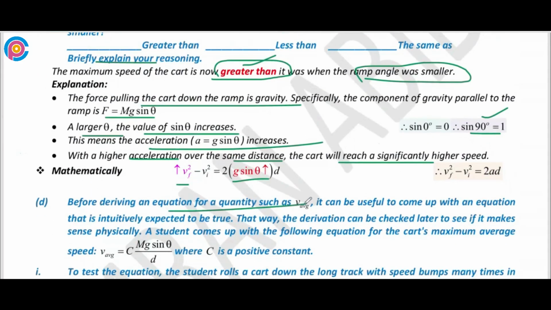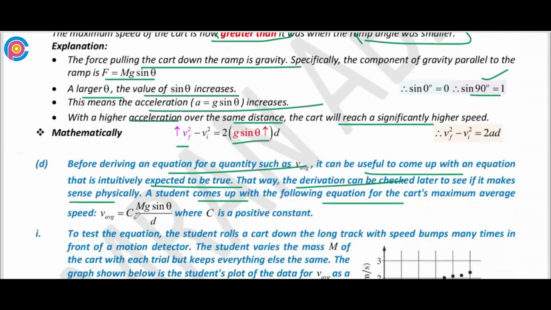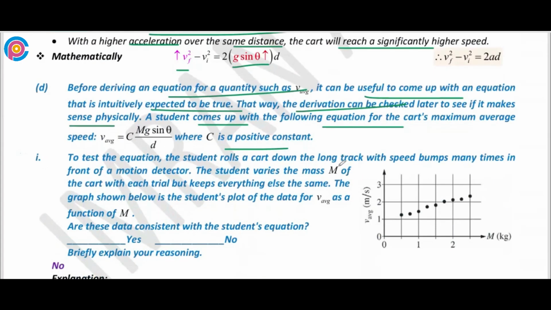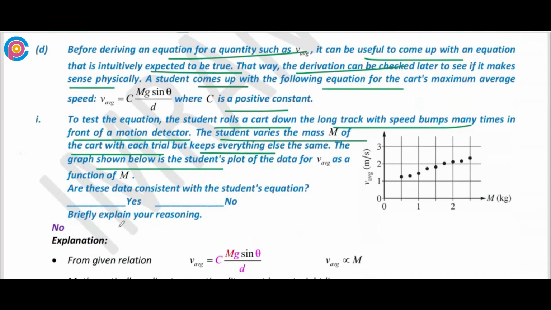Now, before arriving at an equation such as V average, it can be useful to come up with an equation intuitively expected to be true, so that the derivation can be checked later and make sense physically. A student comes up with the following equation for the cart's maximum average speed: C mg sine theta divided by d, where C is a positive constant. To test the equation, the student rolled the cart down the long track with speed bumps many times in front of a motion detector. The student varied the mass of the cart each trial but kept everything else the same. The graph shows the student's data for V average as a function of m. Are the data consistent with the student's equation? Yes or no? Briefly explain.